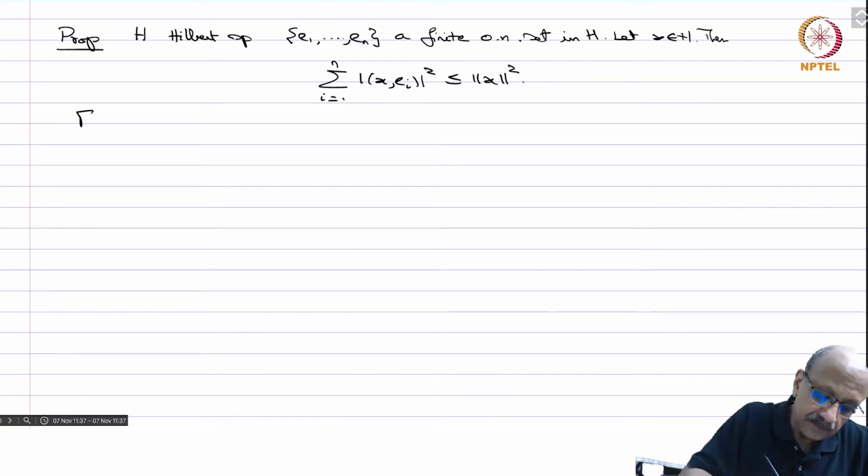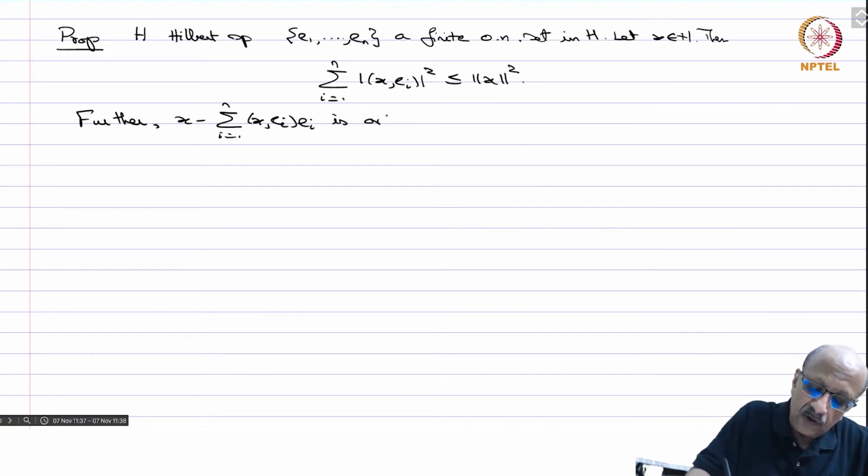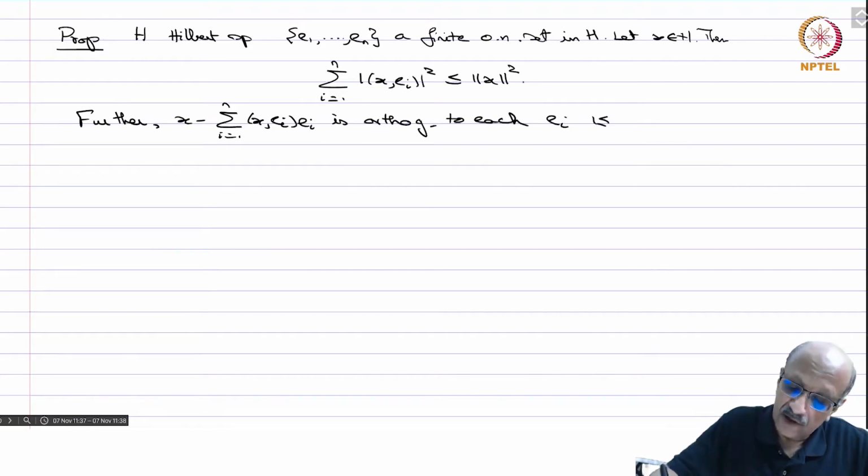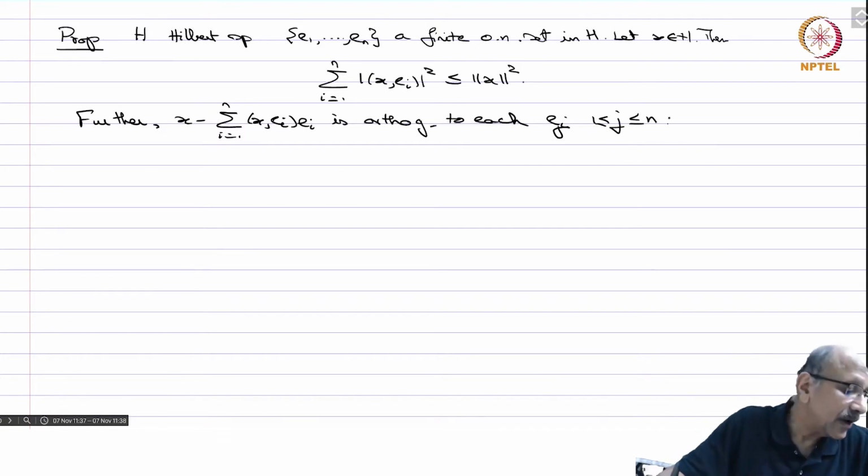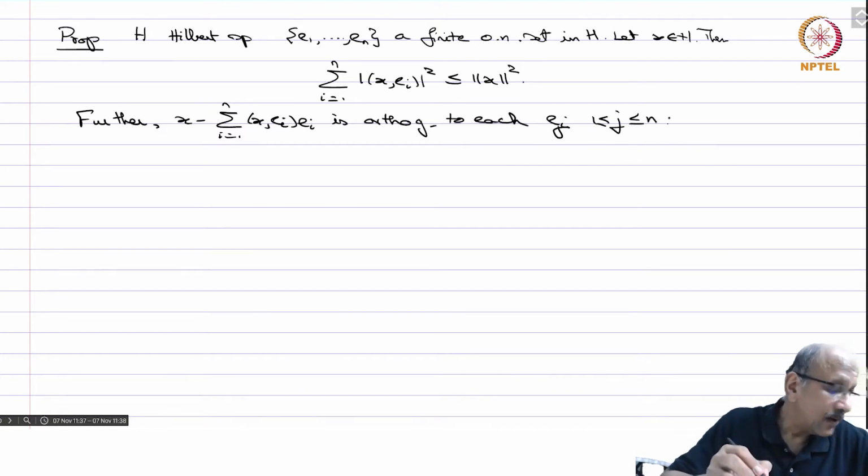Further, x minus the sum from i equals 1 to n of <x, e_i> e_i is orthogonal to each e_j, 1 less than or equal to j less than or equal to n. Okay, so proof.